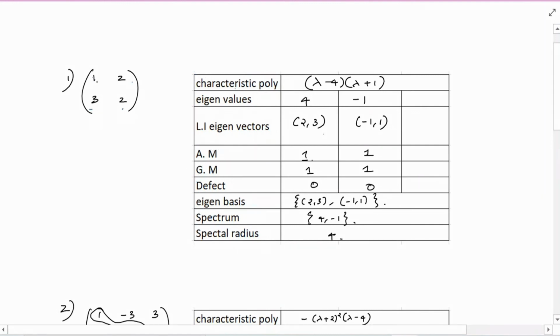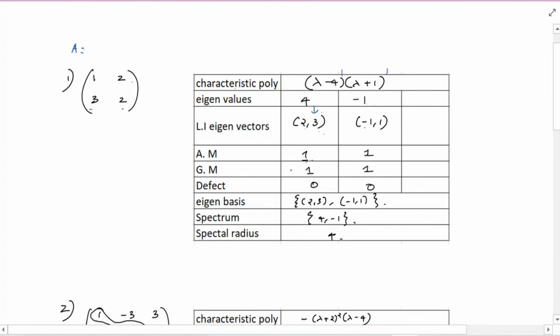Okay. For the case of A equal to 1, 2, 3, 2, the characteristic polynomial we are getting is lambda minus 4 into lambda plus 1. So the eigenvalues are 4 and minus 1. Corresponding to 4, we will get only one independent eigenvector, that is 2, 3. And corresponding to minus 1, we are getting only one independent eigenvector, that is minus 1, 1. So the algebraic multiplicity of 4, which is the power of lambda minus 4, is 1. The algebraic multiplicity of minus 1, which is the power of lambda plus 1, is also 1.